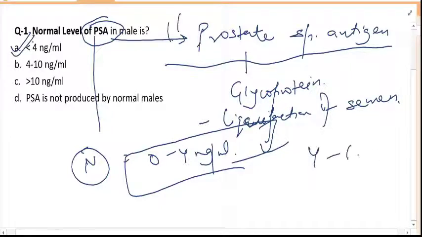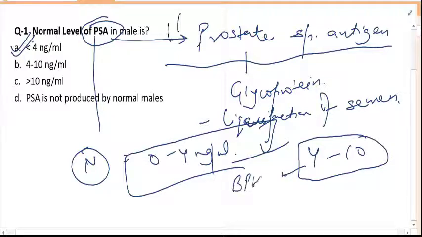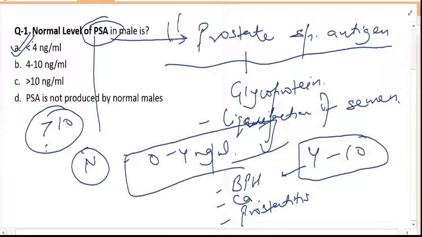See, between 4 to 10, if the value is between 4 to 10, this can be seen in BPH, it could be malignancy, or it could be prostatitis. So 4 to 10, it could be any of these things, any disease related to prostate. So we can say this is organ specific, not disease specific. It could be BPH, carcinoma, prostatitis. But if the value is more than 10, mostly it is due to malignancy.